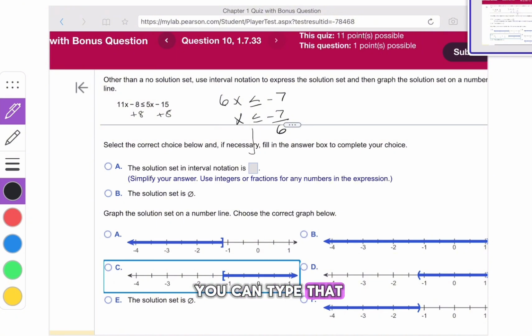You can type that in here. It says use integers or fractions, and you can use interval notation. And then the graph, it looks like it's this one.